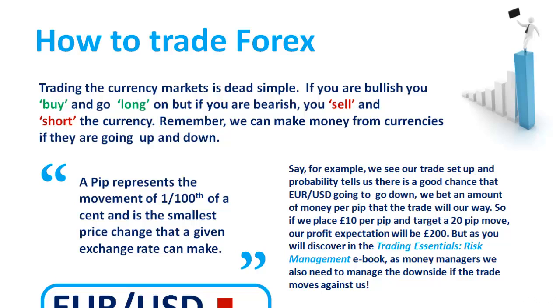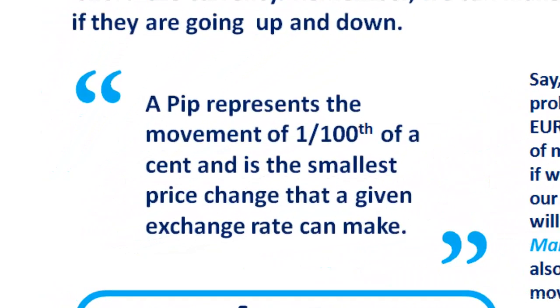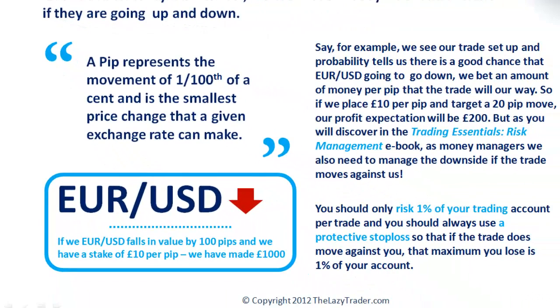It's a two-way street. And when we say pip, by the way, a pip is essentially the smallest increment by which a currency can move. It's essentially a 1/100th of a cent, and it's the smallest price change that any given exchange rate can make. And this is what we trade, essentially, the pip movement. And we can get hundreds of pips movement in a day for currencies which are slightly more volatile, like, for example, the British pound against the dollar, cable.